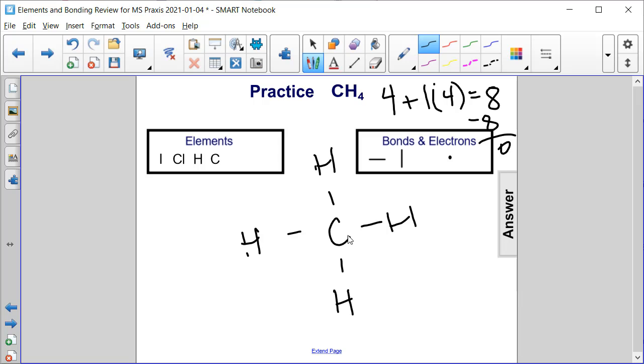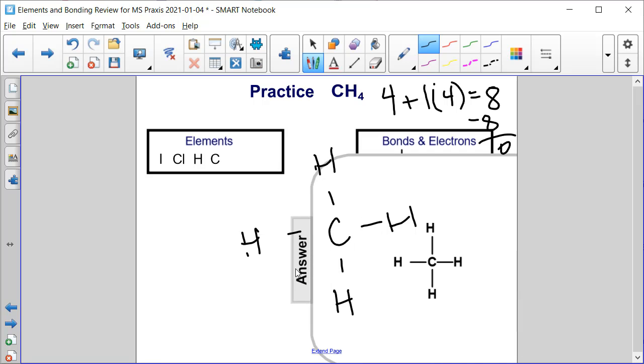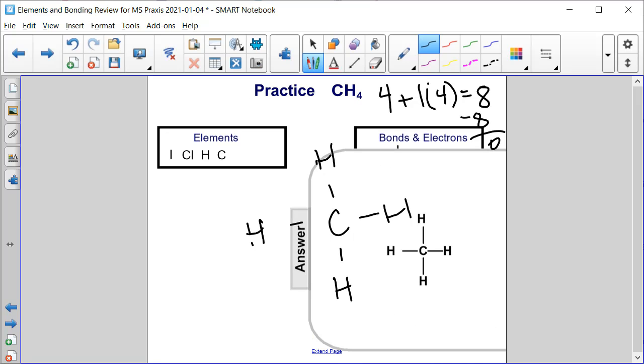And our carbon in the middle, each of these is 2. So it has 2, 4, 6, 8. So everything is stable here. There's no electrons left over, so we don't have any lone pairs. We just have 4 single bonds. And here's our final structure for CH4.